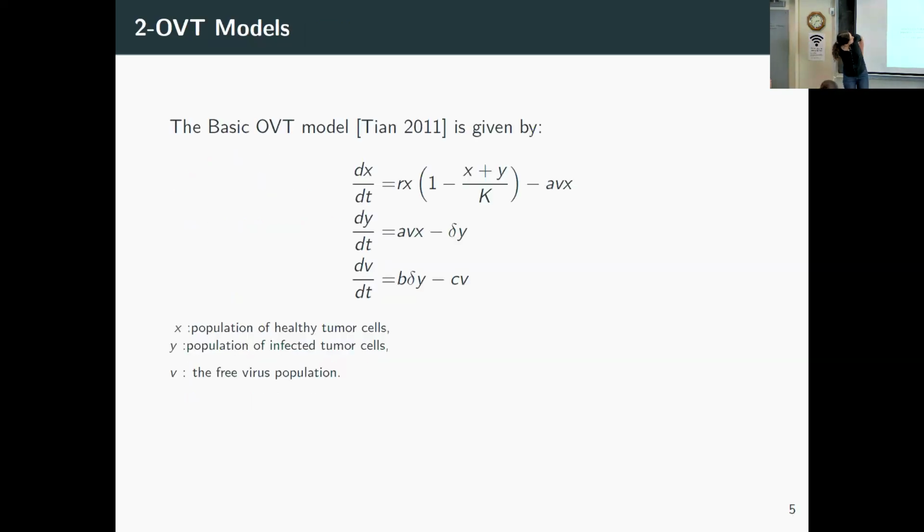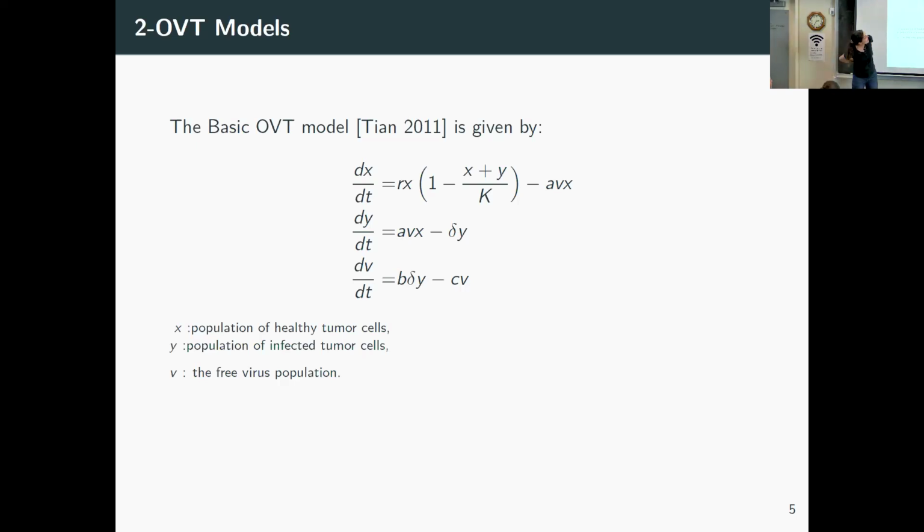Now we are going to look at the model. The model that we have is taken from TN 2011. In this model, we have three populations of cells: the healthy tumor cells, the infected tumor cells by Y, and the free virus.